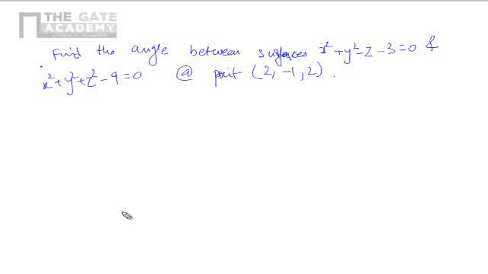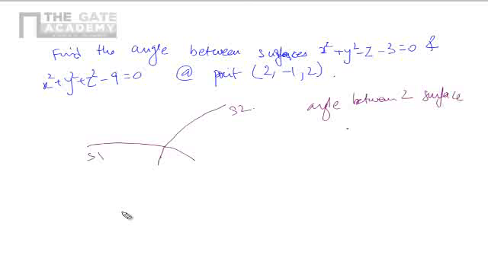So here you have to understand one thing. You have a surface here, and you have another surface. This is surface S1, this is surface S2. At some point you are asked to find the angle between these two surfaces. Remember that the angle between two surfaces is nothing but the angle between the normals to those surfaces.